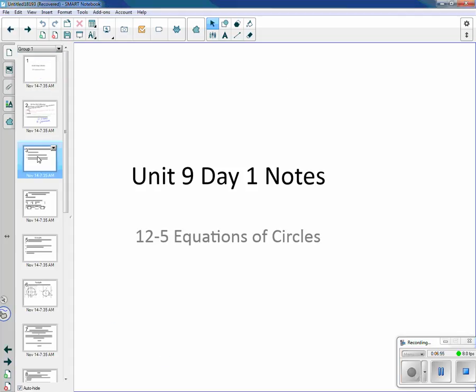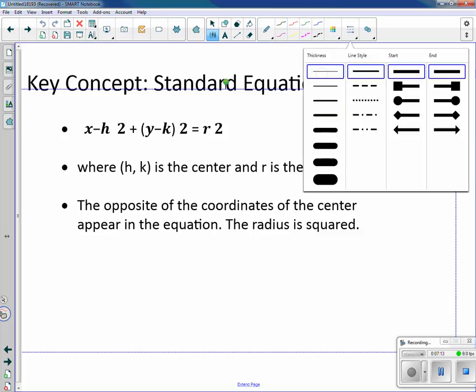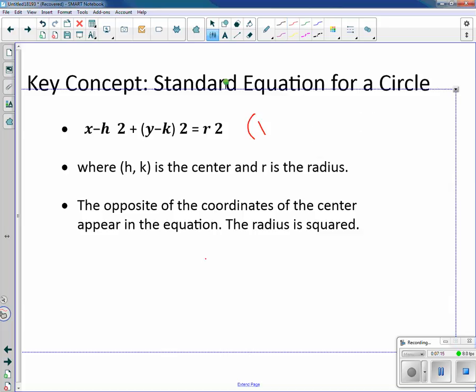Okay. So, this is the key concept. The standard form of an equation is the following. Now listen, yours does not look like this. This is what yours looks like. It's just when I imported it into the system, it did not do my exponents. (x - h) squared plus (y - k) squared equals r squared. Okay? That is the formula for a circle. That should be in the box. Is everybody with me? Yes.